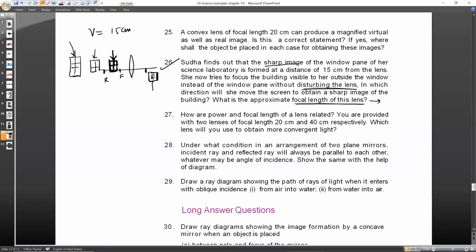But the final answer for this one is in which direction she should move the lens. If the object is going away, then the screen will come closer to the lens. If the object comes closer to the lens, then the screen will move away from the lens. It is vice versa.